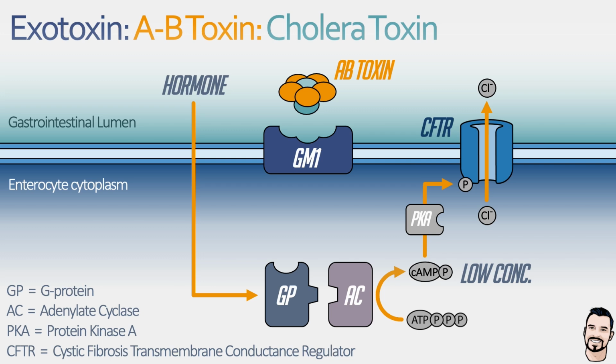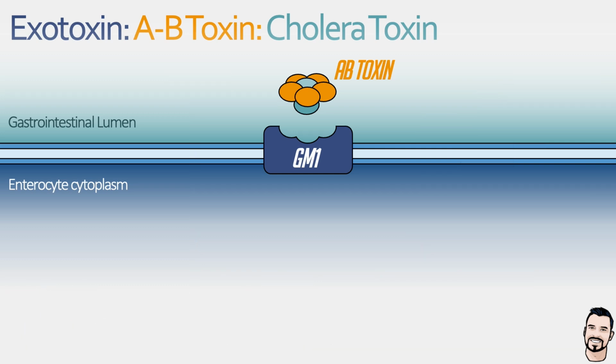And because we have low intracellular concentrations of cyclic AMP, we have low phosphorylation rates of the CFTR protein, resulting in the controlled release of chloride ions from the cell. So that's what's going on under standard or normal conditions without infection or disease. But what about in the presence of Vibrio cholerae that is producing the cholera toxin?